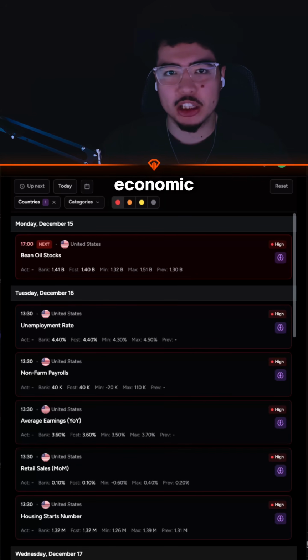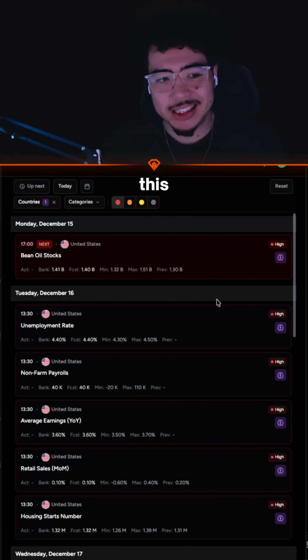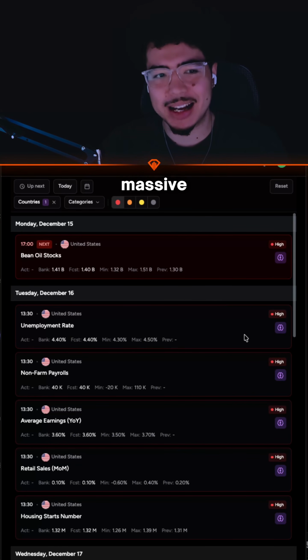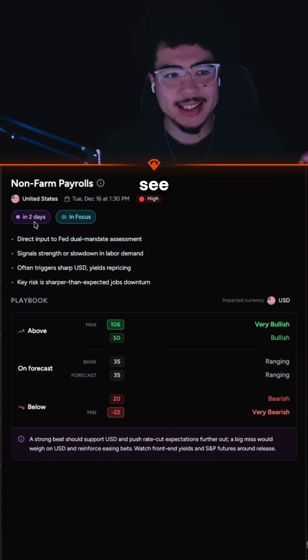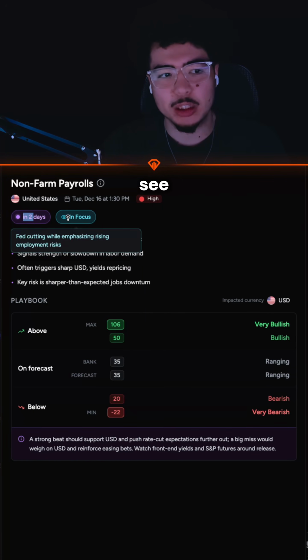I've found the best economic calendar in the industry. So although this looks like a normal calendar, we have some massive distinguishers. If we go over to something like non-farm payrolls next week, and we click on this little brain, we can see how far away this news is. We can see what's in focus.